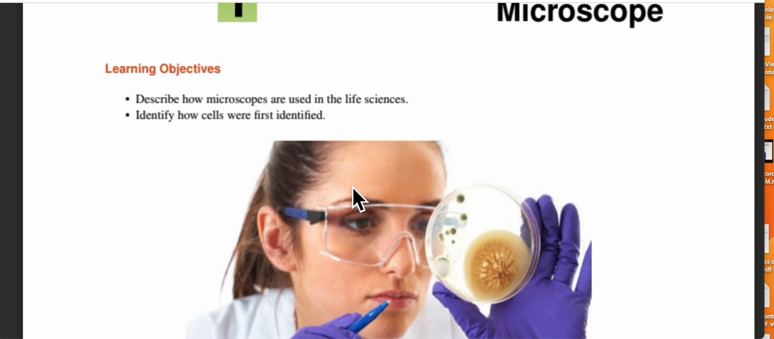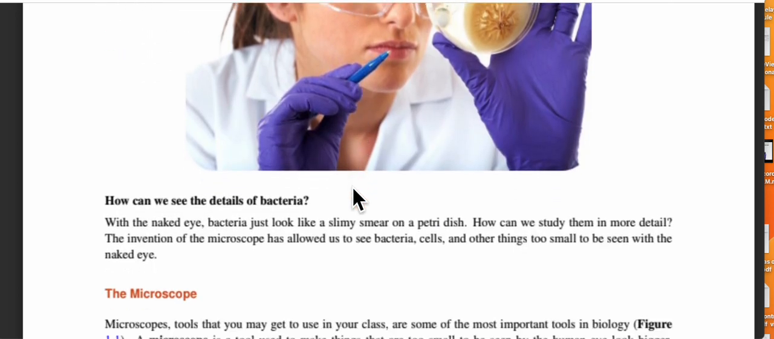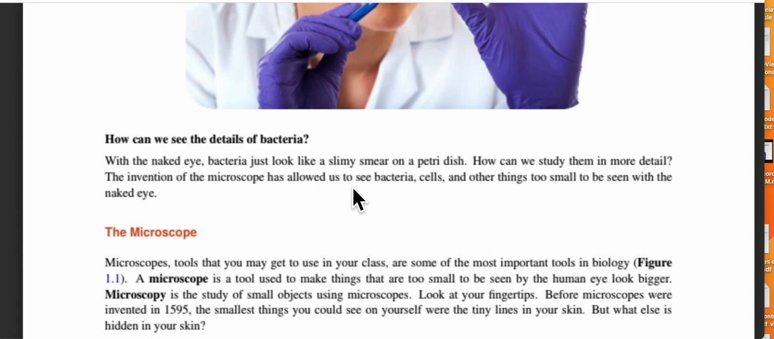Microscopes. Describe how microscopes are used in life sciences. Identify how cells were first identified. How can we see the details of bacteria? With the naked eye, bacteria just look like slimy smears on a petri dish. How can we study them for more detail? The invention of the microscope has allowed us to see bacteria, cells, and other things too small to be seen with the naked eye.